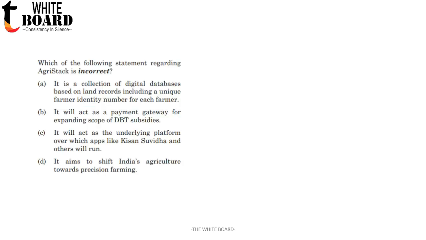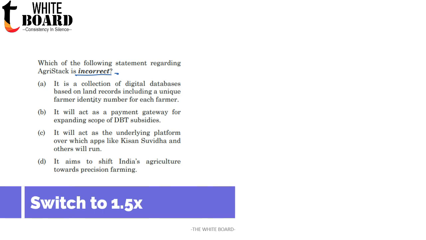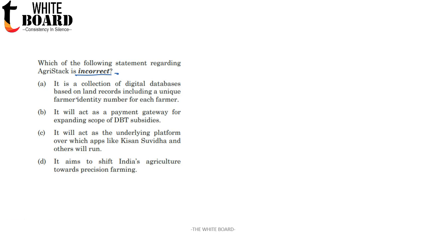The very first question is regarding AgriStack, and we have to mark the incorrect option. It is a collection of digital databases based on land records, including a unique farmer identity number for each farmer. So, yes, it is correct. So we have to remember it is related to land records. It will act as a payment gateway for the expanding scope of DBT subsidies. So this is the incorrect option.